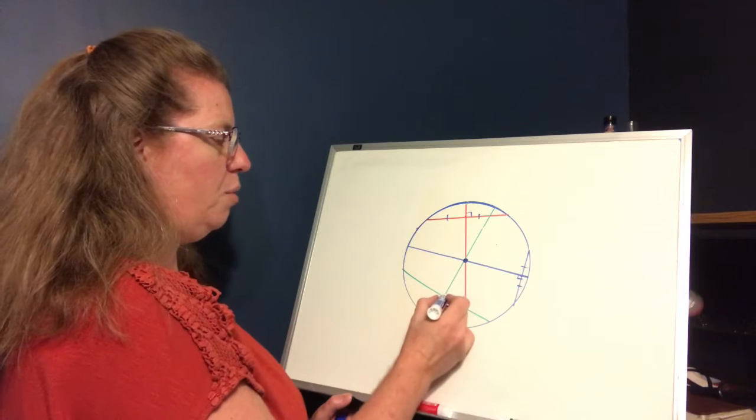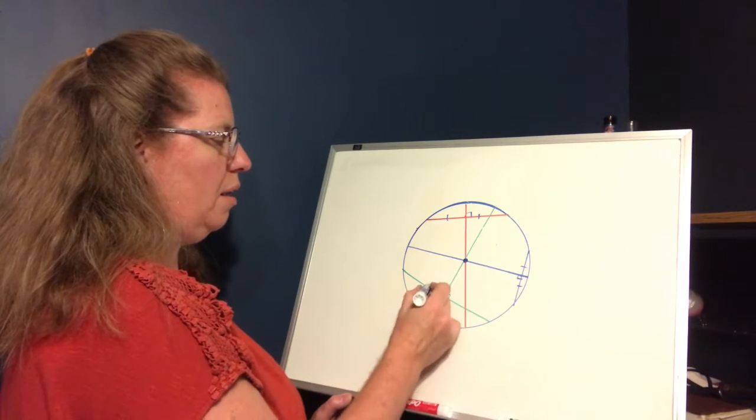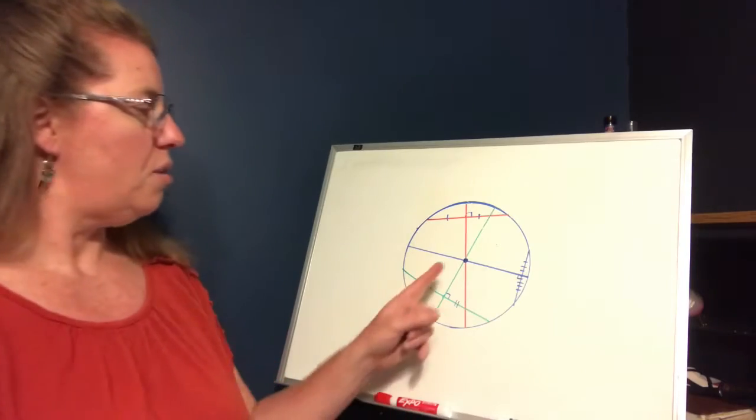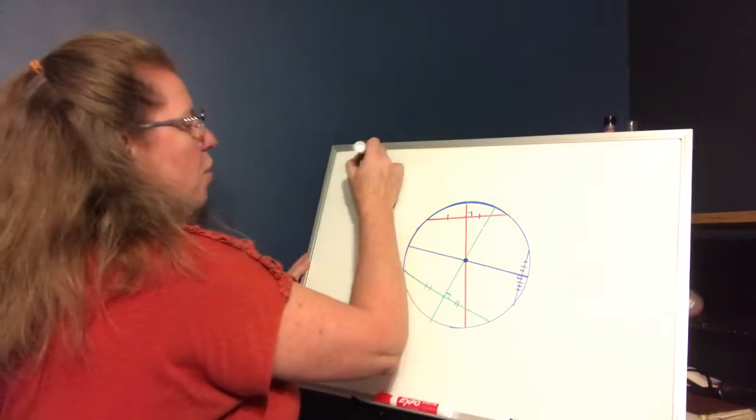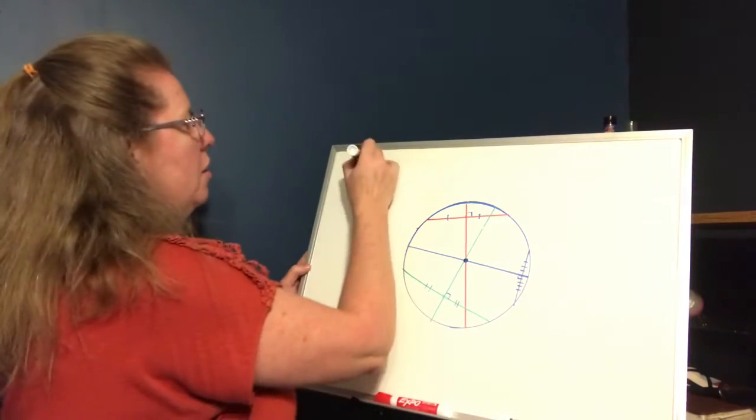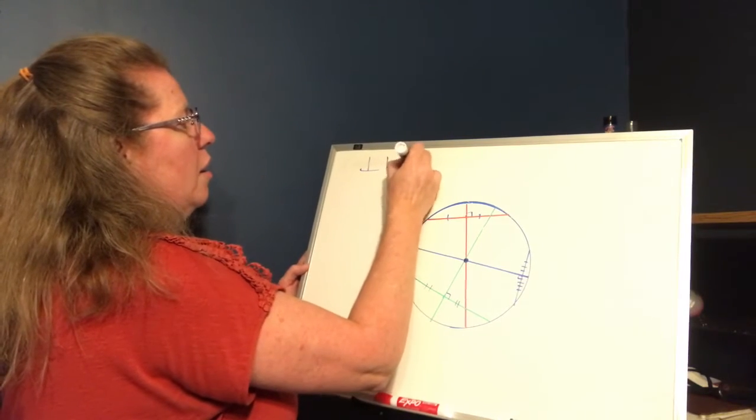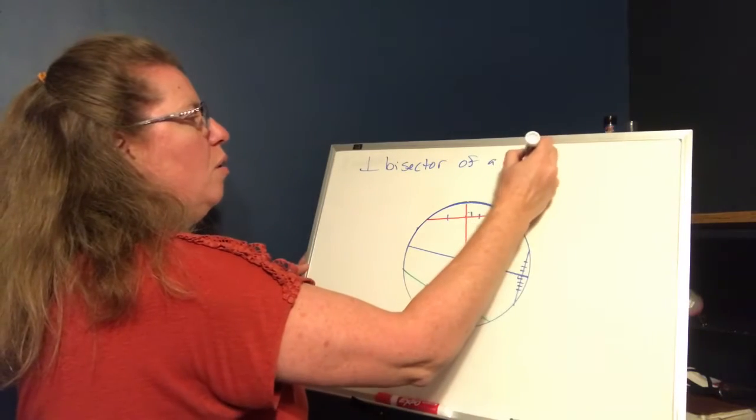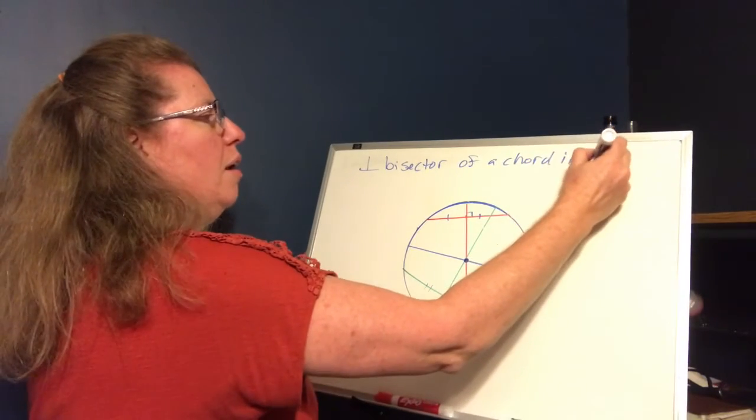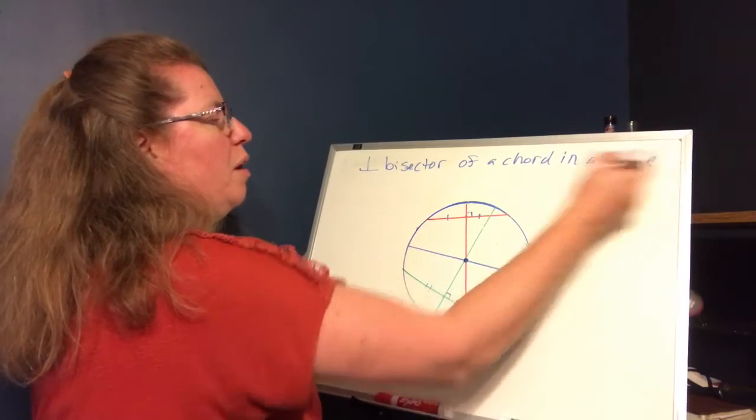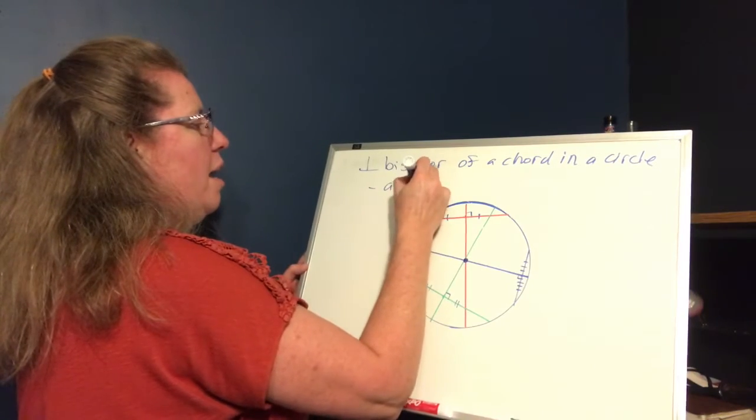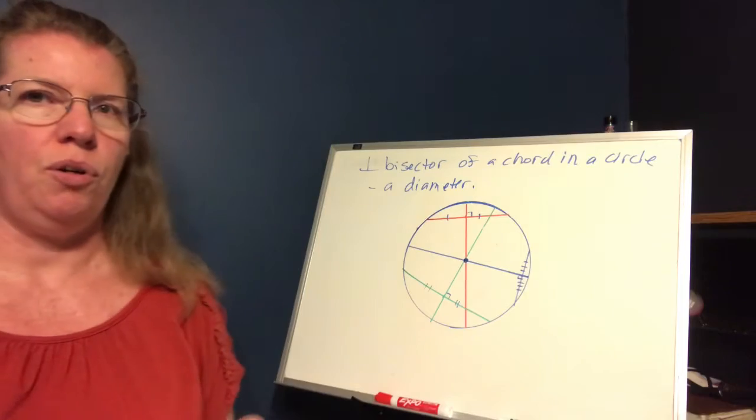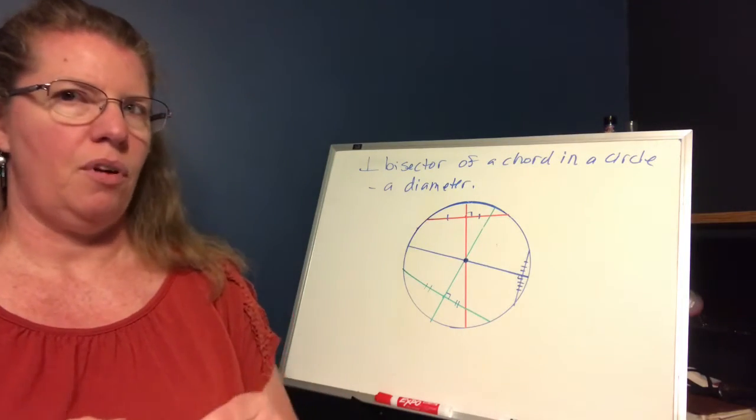Okay? Each one of these did the same thing. I guess I need to add some more lines there. Okay? So each time you have a perpendicular bisector of a chord in a circle, it will wind up being a diameter. Alright, and that's going to lead us to our next theorems. So hold on a minute.